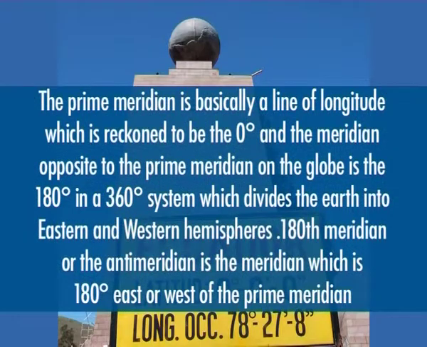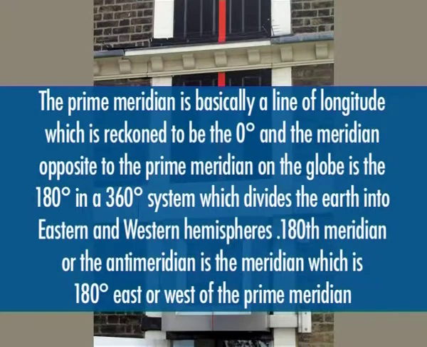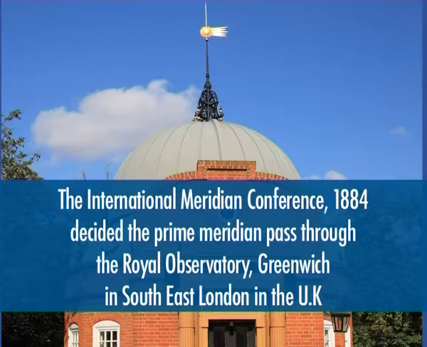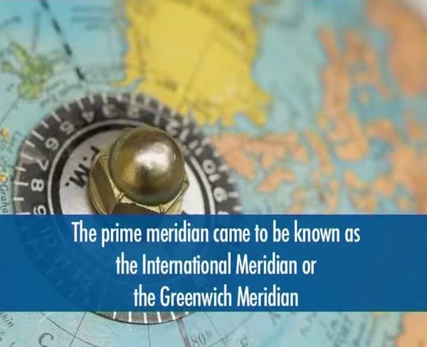In other words, this 180th meridian or the anti-meridian is the meridian which is 180 degrees east or west of the prime meridian. The International Meridian Conference 1884 decided the prime meridian passed through the Royal Observatory, Greenwich, in southeast London in the UK. Thus, the prime meridian came to be known as the International Meridian or the Greenwich Meridian.